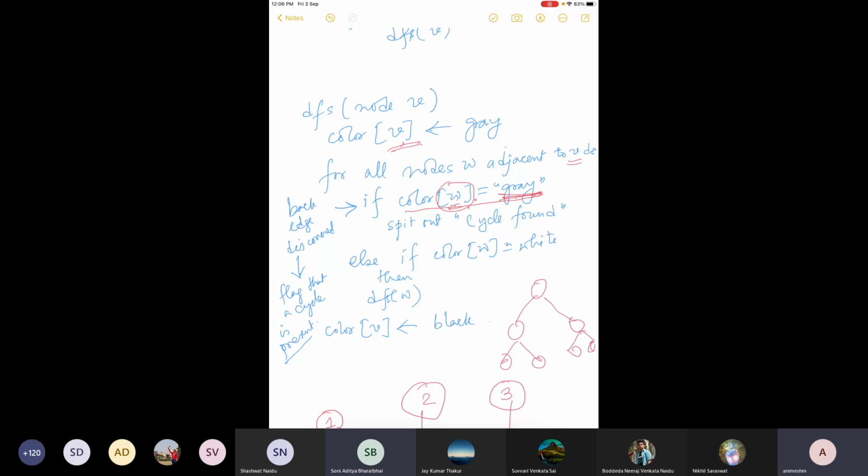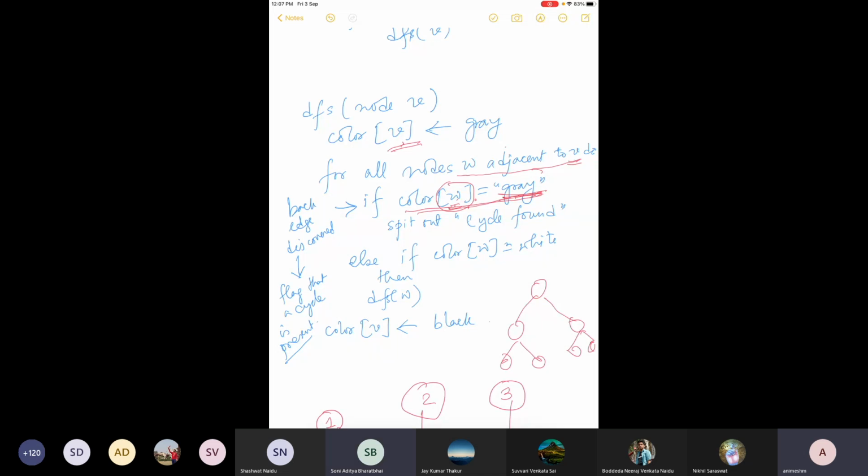No, we will not check. Where are we checking for its parent? Because we are checking for all edges, all nodes adjacent to V. Yes. And we are checking, for all edges W adjacent to V, if the color of W is gray, that's what we are checking.